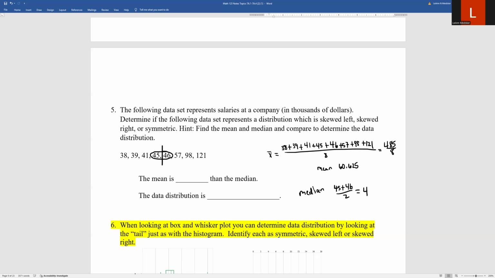Now that's going to end up being 45.5. You can check that on your calculator. So notice the mean is significantly greater. So the mean is greater than the median.